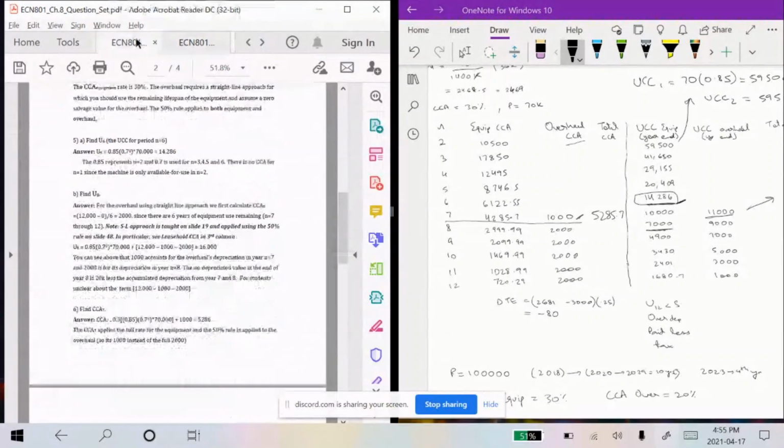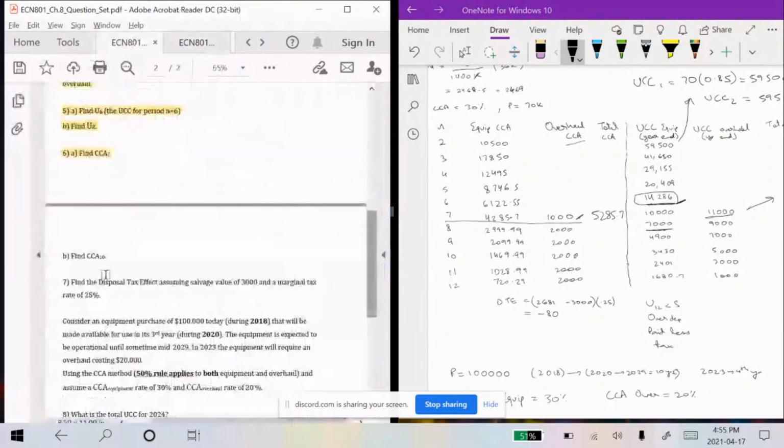Okay, then after this, we need to find the CCA for the 10th period. And here it's between 69.99 and 2000, so that would be 3469, 3470. And that's pretty much what you do. You just add up both the CCAs and you get the CCA for the 10th period.